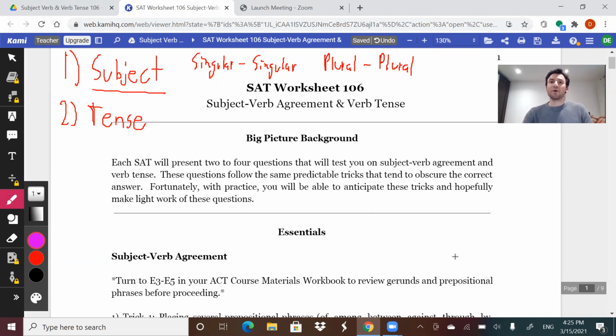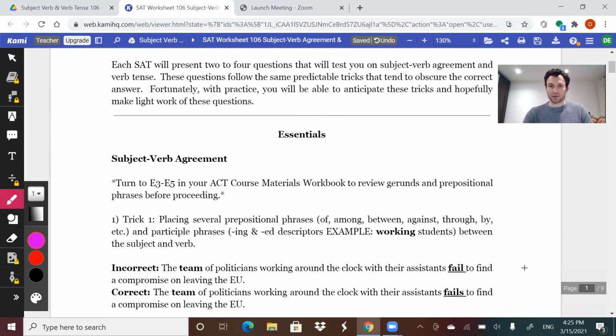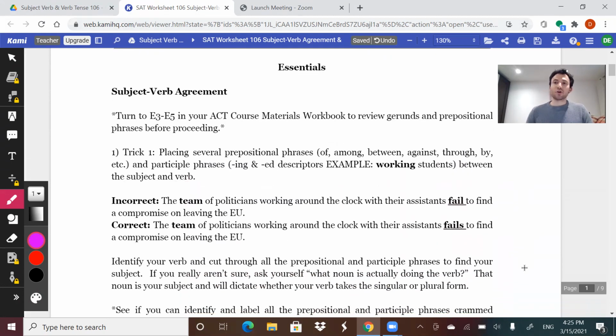So the test will try to pull 3 different tricks on you. I don't know if I'd call them tricks, but there are 3 things they're going to use to confuse you when it comes to figuring out what your subject is. Well, I guess I should call them tricks because that's how I've labeled it here. So, all right, we'll call them tricks. First thing that they're going to use to throw you off the scent of your subject is to bombard you with prepositional phrases and participle phrases.